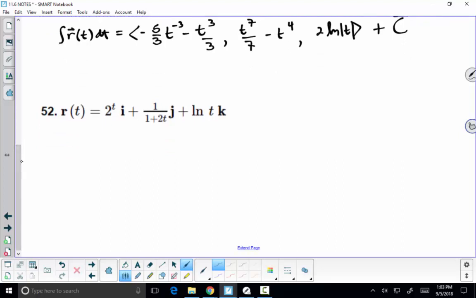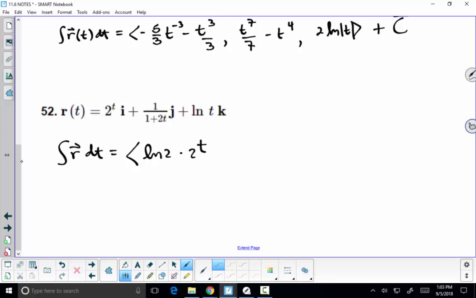Next one, same idea. We're going to find the indefinite integral. So we're going to integrate term by term. And here we have a complicated first term, integrating 2 to the t. How do we integrate an exponential? Natural log of the base times the base to power. So natural log of 2 times 2 to the t?